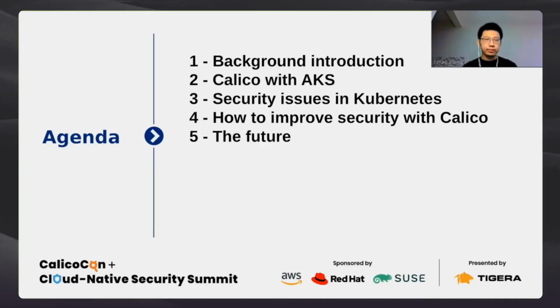In this talk, I will introduce some security issues in the Kubernetes environment and how to enhance application security through Calico. First, I will introduce my background about the AKS and my application. Second, I will introduce Calico with the AKS, and I will show you security issues in Kubernetes and how to improve security with Calico, and I will show you the future.